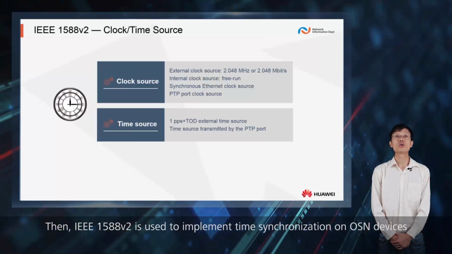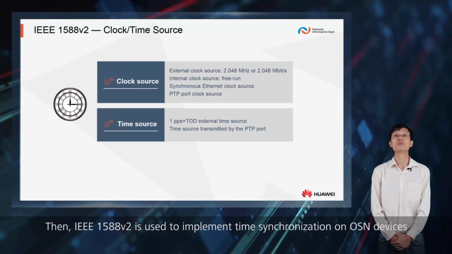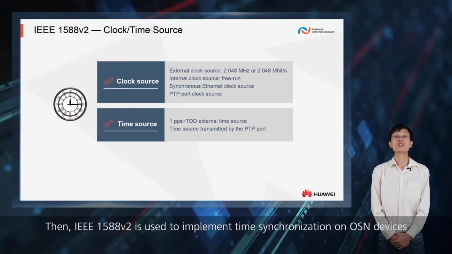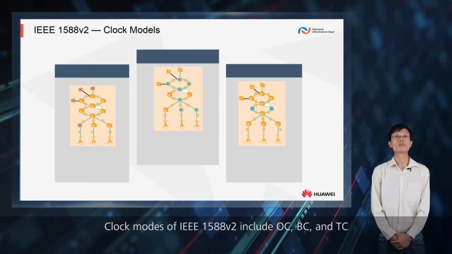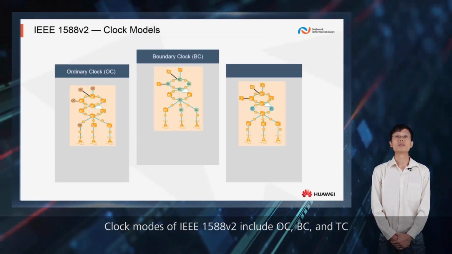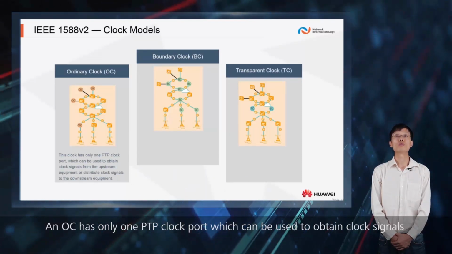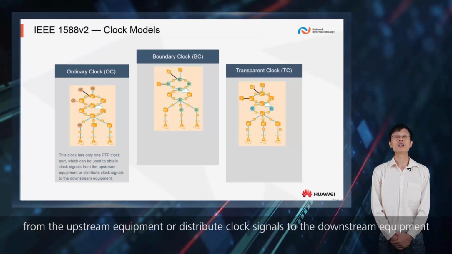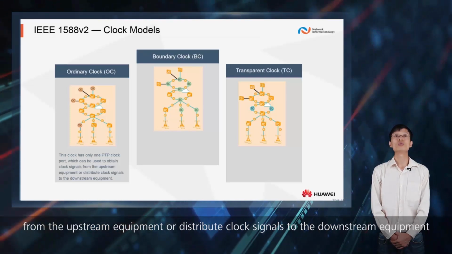Then, IEEE 1588 version 2 is used to implement time synchronization on OSN devices. Clock modes of IEEE 1588 version 2 include OC, BC, and TC. An OC has only one PTP clock port, which can be used to obtain clock signals from the upstream equipment or distribute clock signals to the downstream equipment.